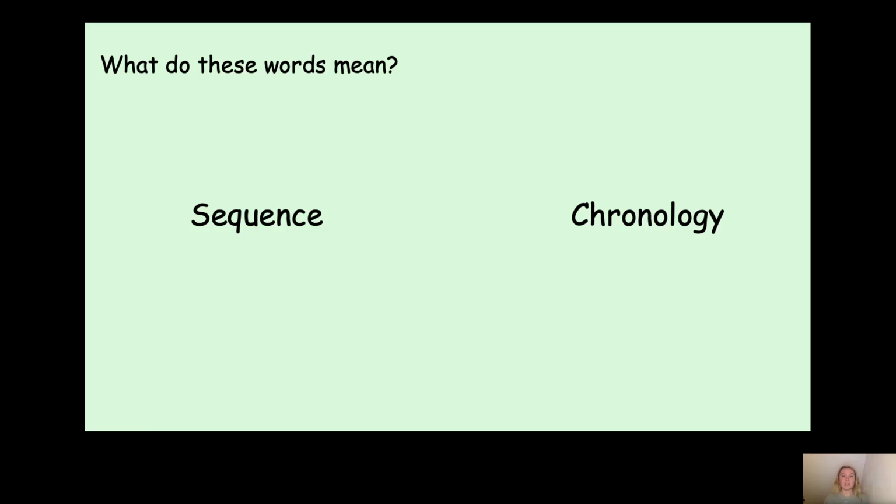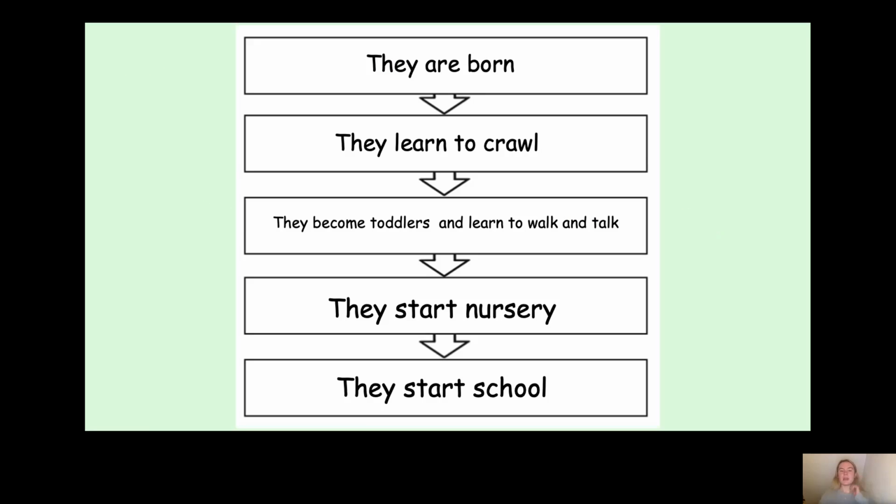Chronology is almost a synonym of sequence. So it means putting events in order, putting them in the right order. So the thing that happened first, and it happened second, third, fourth, and so on. Okay, now let's look at an example. So here we have the chronology or the sequence of a baby's life.